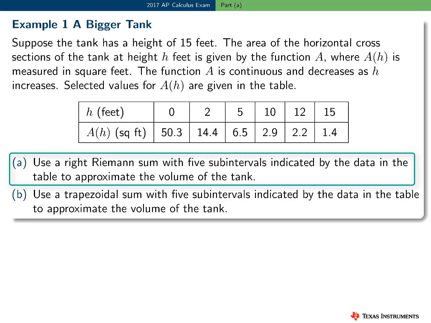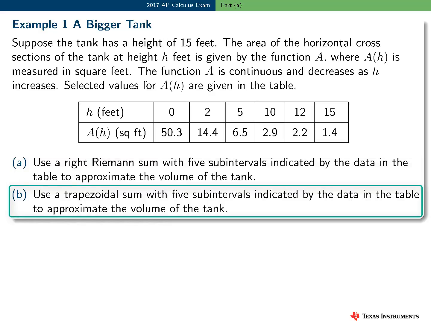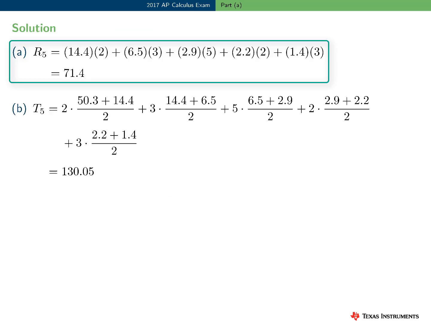Let's use a right Riemann sum with 5 subintervals indicated by the data in the table to approximate the volume of the tank, and then let's use a trapezoidal sum to approximate the volume of the tank. Here's the right Riemann sum, and be careful. Remember, we have to use the width of each subinterval. A common error is to assume that all subintervals have equal width.